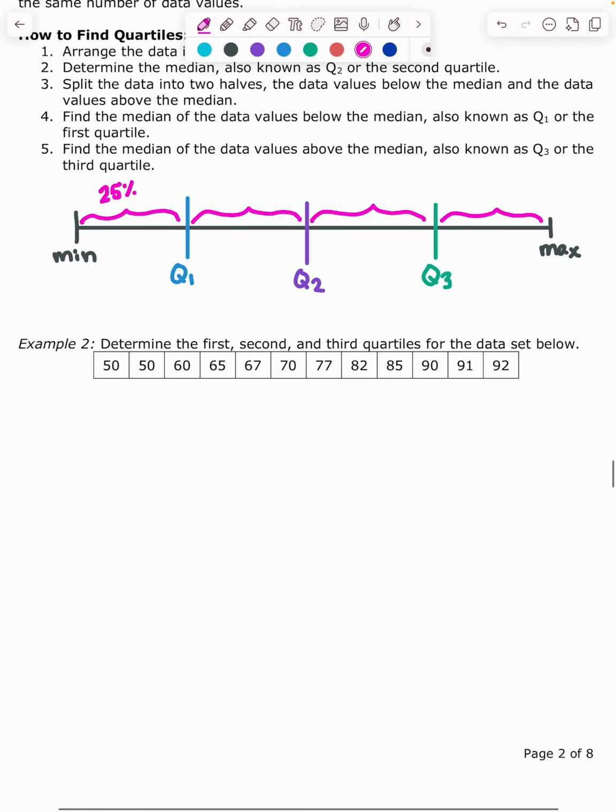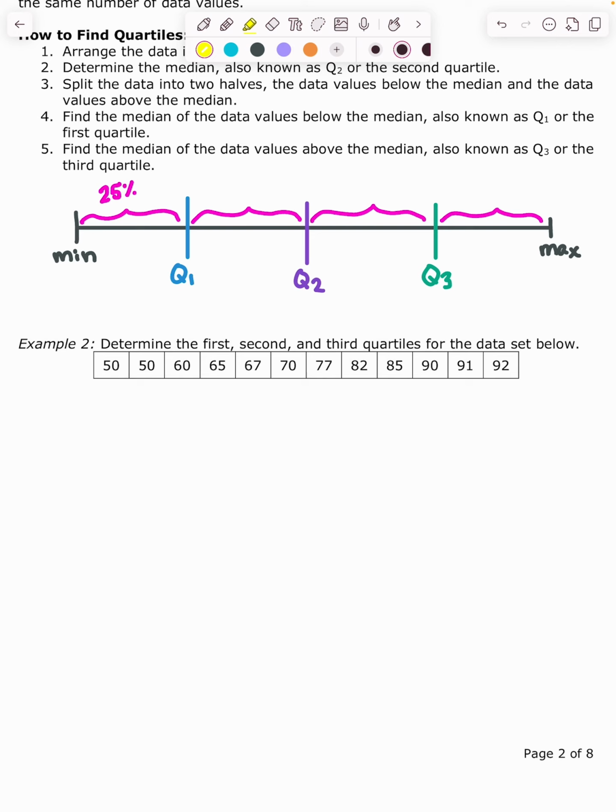So we're going to go through an example finding the first, second, and third quartiles. In this example, I was very nice, and I've already put the data in order for us, so we don't have to do that, but that is the first step if it's not already prearranged. Now I'm going to find the median, the second quartile, and I have 1, 2, 3, 4, 5, 6, 7, 8, 9, 10, 11, 12 data values here. Because it's an even number, I know that when I get to the median, I should have 2 numbers in the middle.